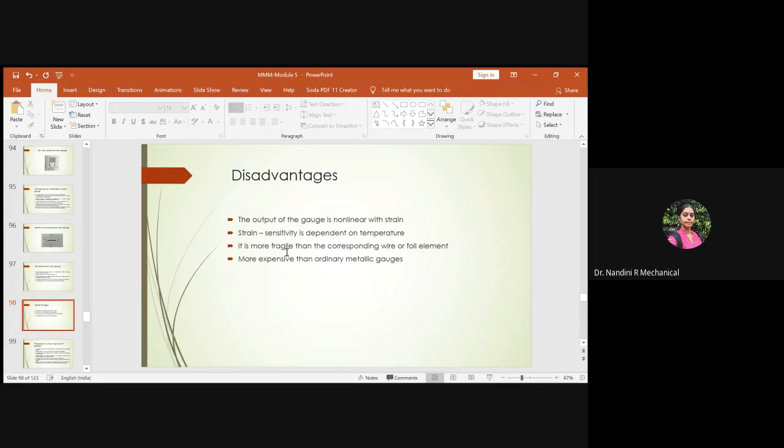Next, it is more fragile in nature than the corresponding wire or foil element. We dealt with strain gauges with wire bonding and strain gauges with foil also. Out of these, the wire and the foil element were better, but in comparison to these two, these strain gauges are more fragile. And the last point is that it is more expensive than ordinary metallic gauges, the gauges we have dealt with until now, which are the wire and the foil element ones. So these are the drawbacks associated with our semiconductor strain gauges.